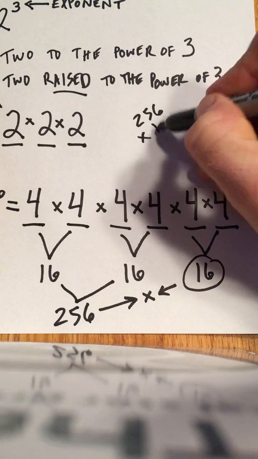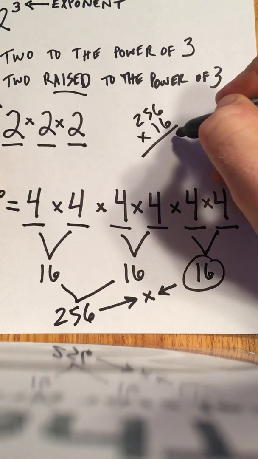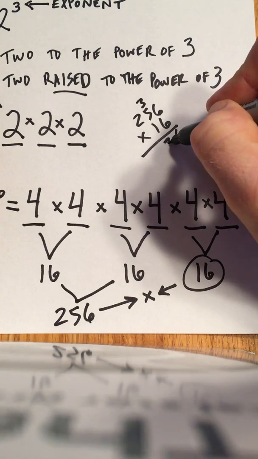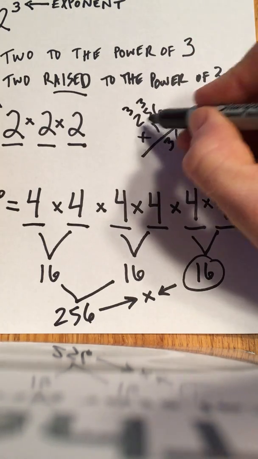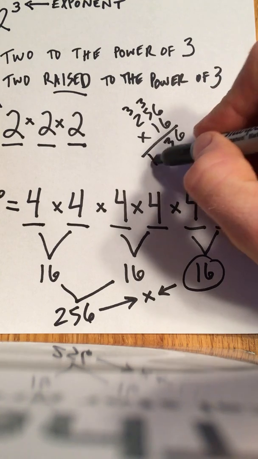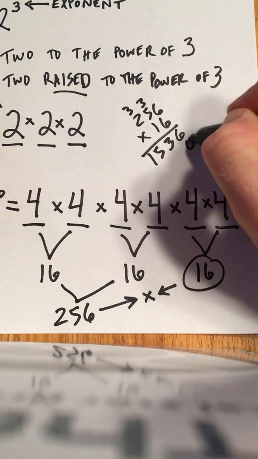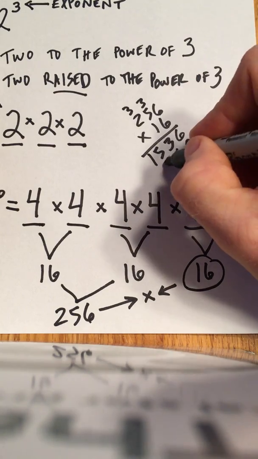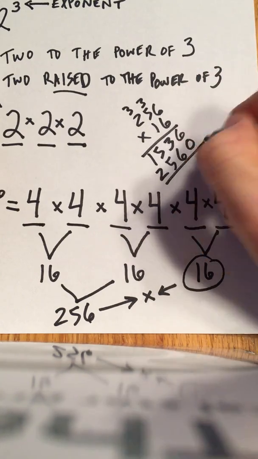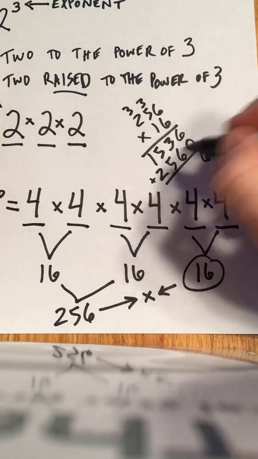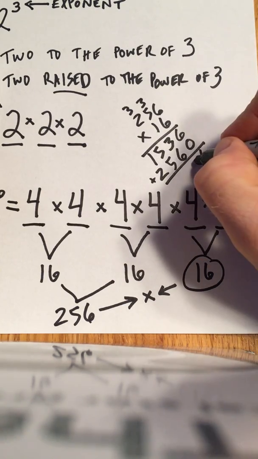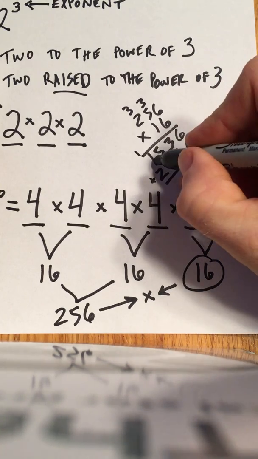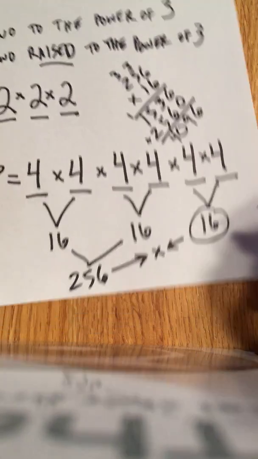256 times 16. 6 times 6 is 36. 6 times 5 is 30, plus 3 is 33. 6 times 2 is 12, plus 3 is 15. Placeholder for this second digit, 1 times 6 is 6, 1 times 5 is 5, and 1 times 2 is 2. Then we add all these up. So we get 6 plus 3 is 9, 5 plus 5 is 0, 2 plus 1 is 4.